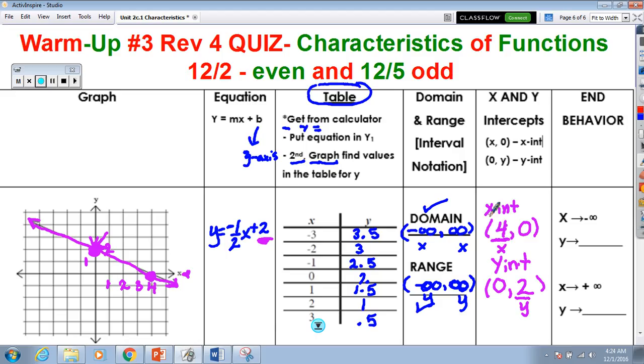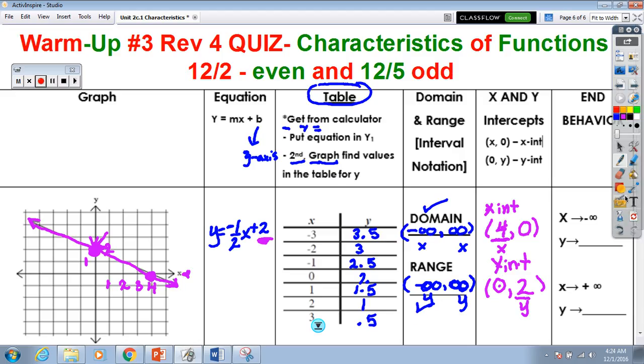So notice when you're doing x-intercept, x gets the number, the other number is 0. When you're doing the y-intercept, y gets the number, the other number is 0. And you're simply looking, where does my graph hit the x-axis for the x-intercept? Where does it hit the y-axis for the y-intercept? Now we're doing end behavior.